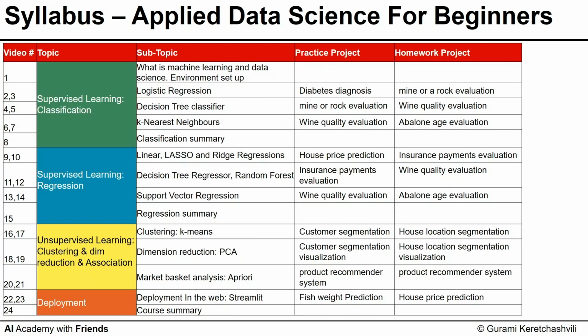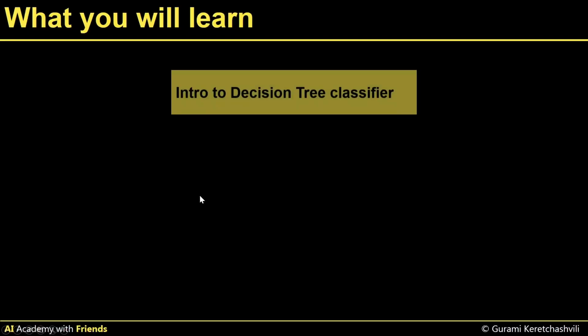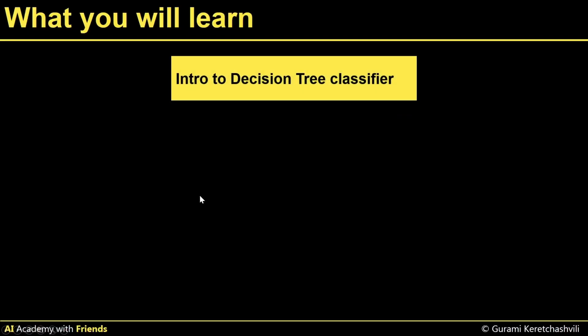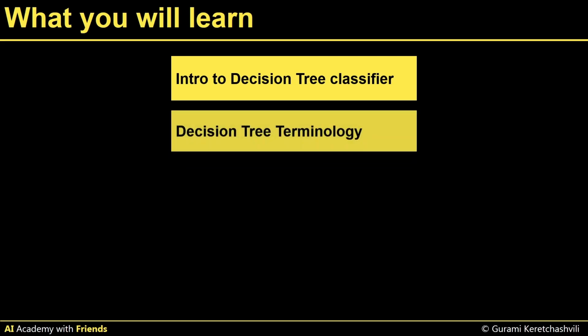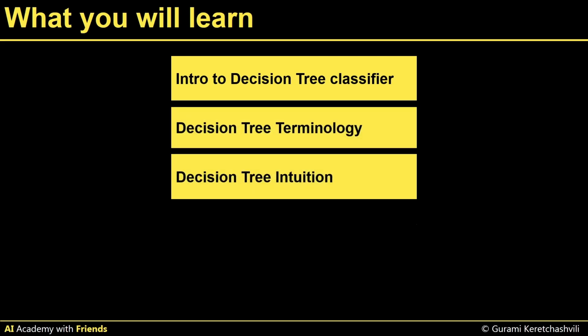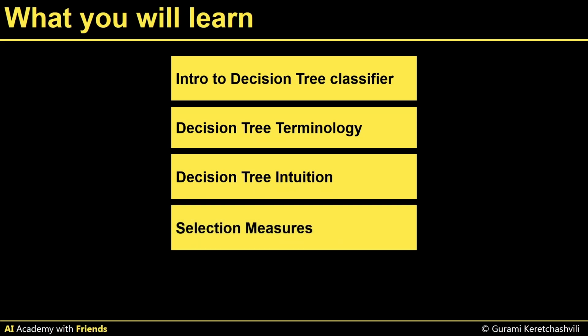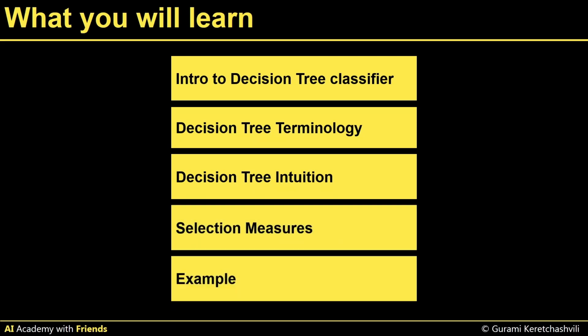In this tutorial, we will focus on the theoretical part of one of the popular machine learning algorithms, the decision tree classifier. First, I will discuss an introduction to the decision tree classifier, then I will introduce some terminologies. After that, the intuition behind the algorithm and selection measure. And finally, I will demonstrate an example in order to understand the decision tree algorithm better.